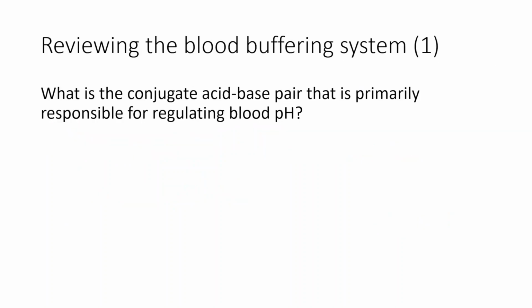All right, so our next question is about the blood buffering system. Hopefully everyone's favorite buffering system, or not, I don't know. So what is the conjugate acid-base pair that is primarily responsible for regulating our blood pH? I'll give everyone a couple minutes to think about it if they don't remember.